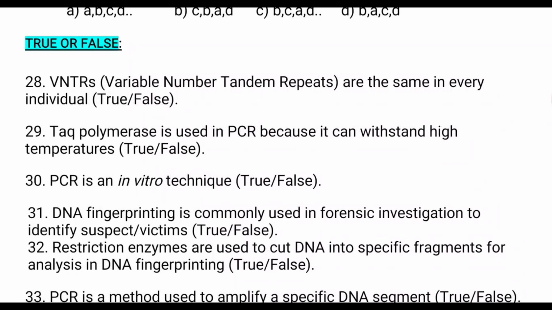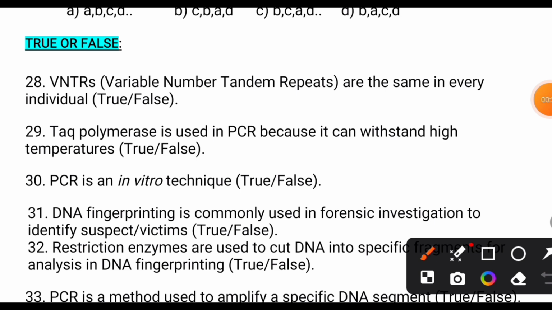Let's see the next category of questions. VNTRs, such as variable number tandem repeats, are the same in every individual. You have to tell whether the statement is correct or not. I'm going to give you the correct answer. This statement is false. They are the same in every individual is the wrong one. They are specific for every individual is the correct one.